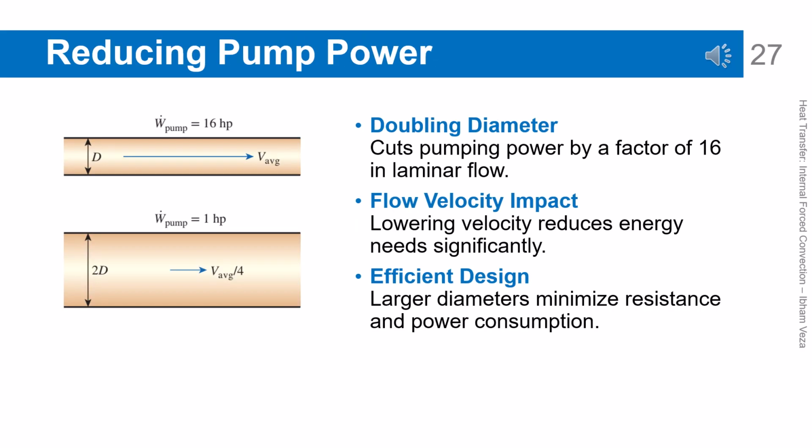Reducing pump power. Pump power is very sensitive to the pipe diameter, especially in laminar flow. If the pipe diameter is doubled, the required pump power can be reduced by a factor of 16. This happens because the average velocity and friction losses decrease drastically. Therefore, selecting the pipe diameter has a major impact on energy consumption. Smart design can significantly reduce operational energy costs.